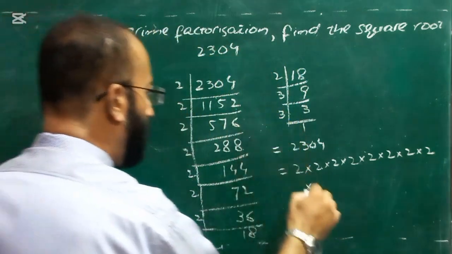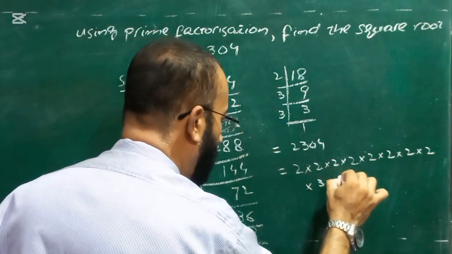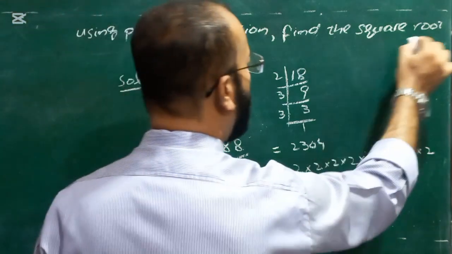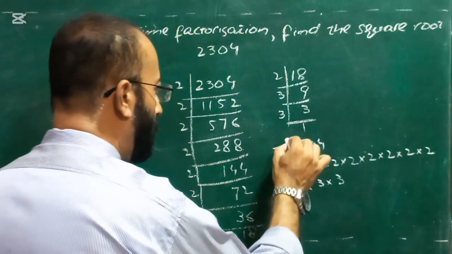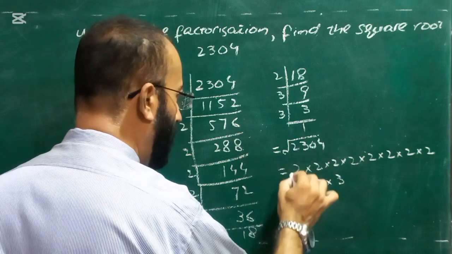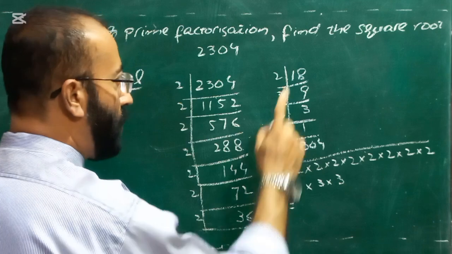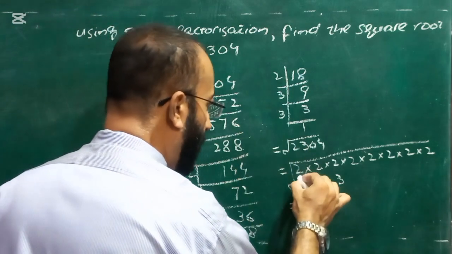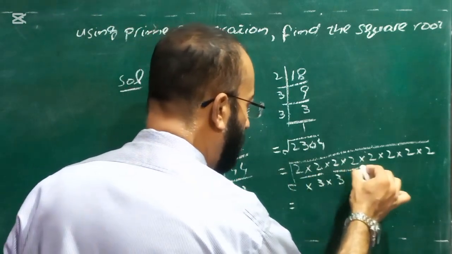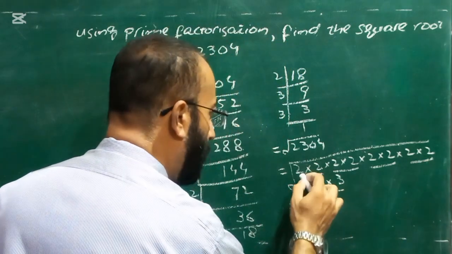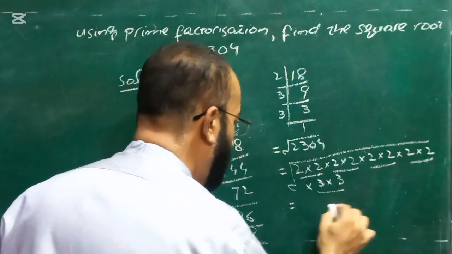Then 3 is coming 2 times, so 3 multiplied by 3. So the requirement is now to find the square root. So we will take the square root of this number and these factors as well. Square root is the requirement, so we will pick one value out of every two. So 1, 2, 3, 4 pairs are there.